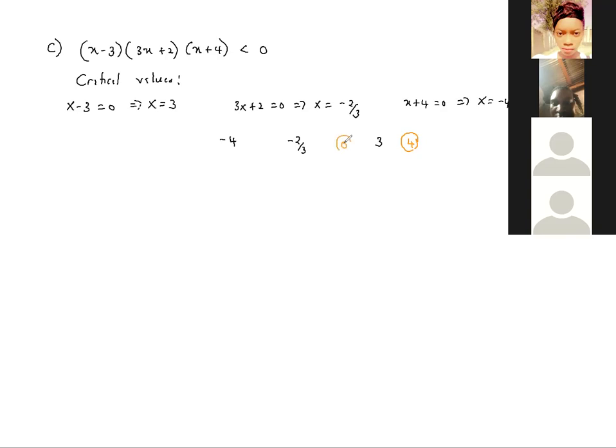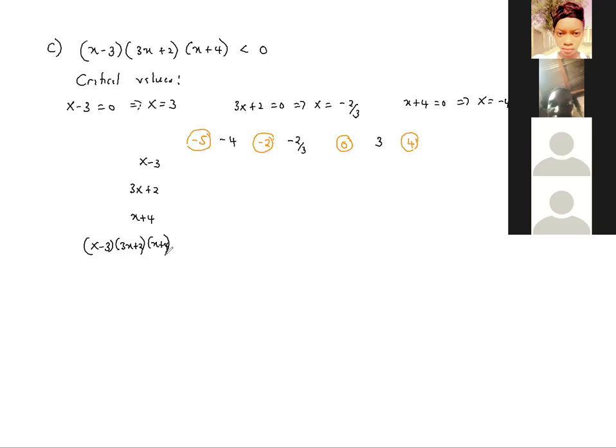So here you can pick a 0. It's the easiest number to use in that interval. And here you can pick negative 2. And then you can pick negative 5. You can pick any other numbers for as long as you're able to extract the signs that you're interested in. And then we pick the x minus 3, 3x plus 2, x plus 4, and the product. Then from there, you start now testing.